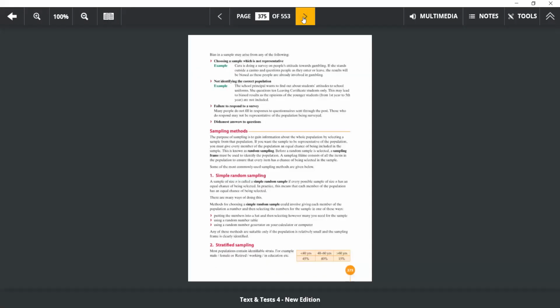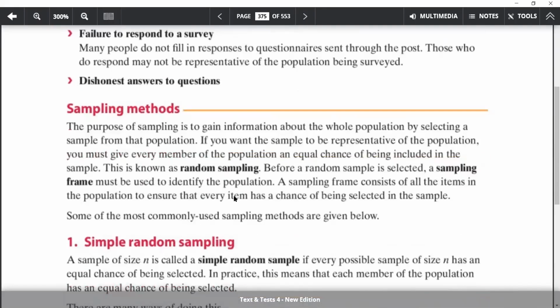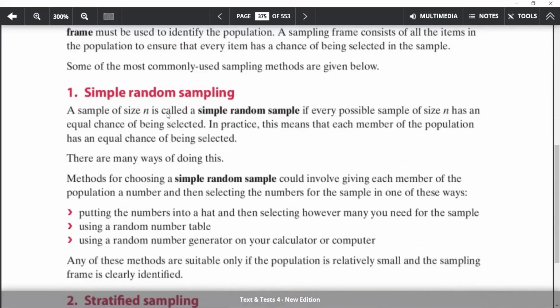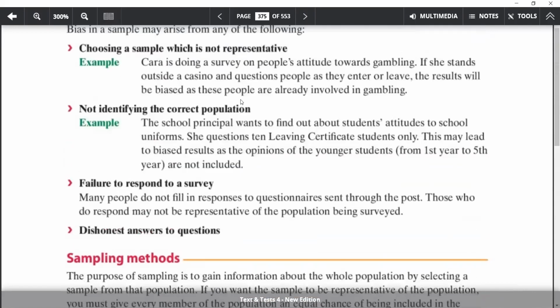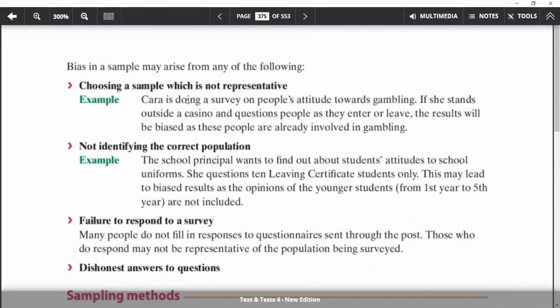Okay, now what you're aiming for is this thing called a simple random sample. That is, when you take a survey, every single person in the population has an equal chance of being picked. And the simplest way to do this is put everyone's name in a hat and pick them out at random.